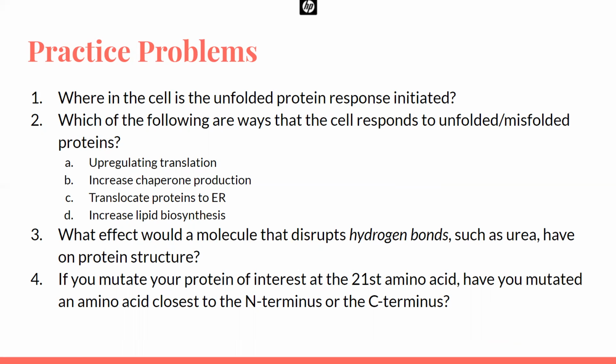Okay, so now in 3 and 4, a little bit more about the last unit. What effect would a molecule that disrupts hydrogen bonds, such as urea, have on protein structure? So which level of protein structure would urea disrupt? Both secondary and tertiary and quaternary, I guess, if it has it. Yeah, exactly. So it would not affect primary structure because there's no hydrogen bonds in primary structure. It's just the amino acids, but it definitely would affect secondary. And then if there's a quaternary structure, it would.